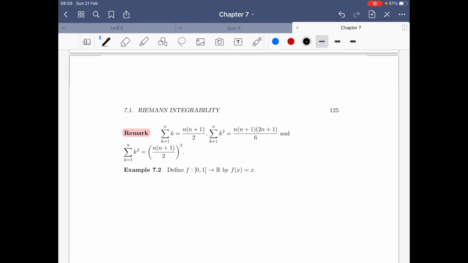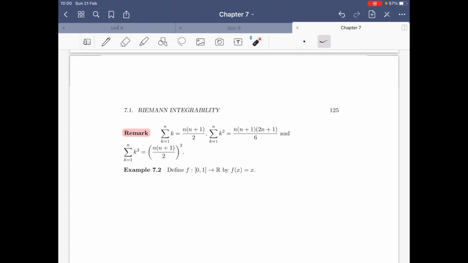And you may really need to have this kind of formula, okay? The first one is the summation of k from 1 to n, which will be n(n+1)/2, and then the summation of k squared from 1 to n as well, which will be n(n+1)(2n+1)/6, and the summation of k cubed from 1 to n will be this one and then just squared.